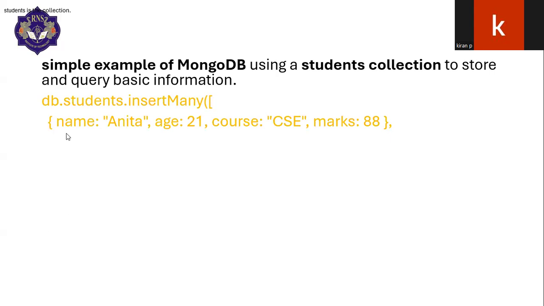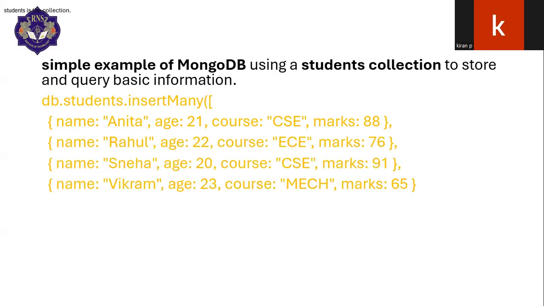So you can have name as Anita, age is 21, course is CSE, marks is 88. This is one single document, but I'm inserting multiple, and hence I've used the word insertMany. I'll insert Rahul, I'll insert Sneha, I'll insert Vikram. Two of them are from CS, one of them from ECE, the other one is from MECH.